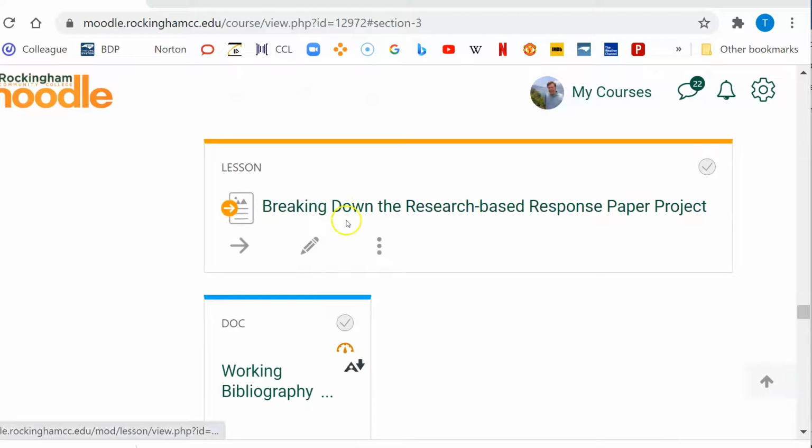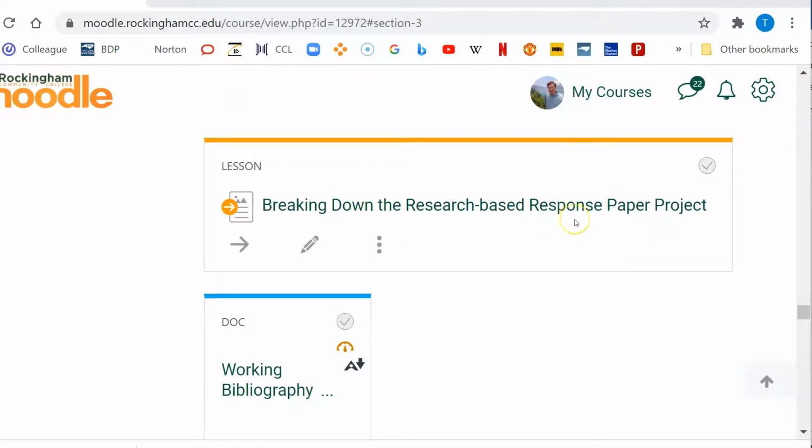Now in this lesson, breaking down the research-based response paper project, you'll find a lot more information about the assignment and some hints about developing the project over the course of the semester. I'll let you explore that on your own.